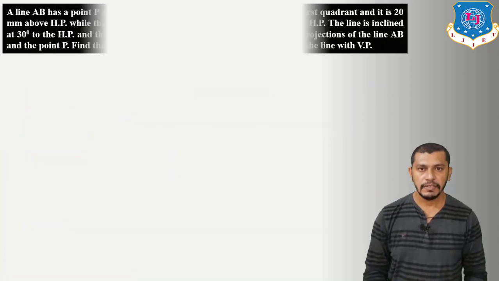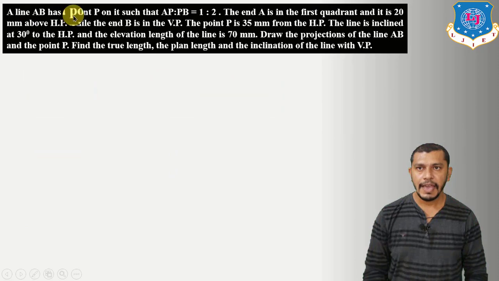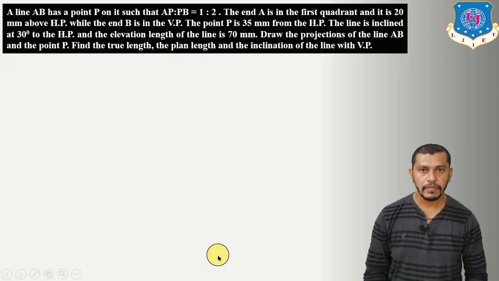Now let's move on to the next example. A line AB has a point P on it such that AP is to PB is equal to 1 is to 2. The end A is in the first quadrant and it is 20 mm above HP, while the end B is in the vertical plane. The point P is 35 mm from HP. The line is inclined at 30 degree to the horizontal plane, and the elevation length of the line is 70 mm. Draw the projection of the line AB and the point P. Find the true length, the plan length, and the inclination of the line with the vertical plane.